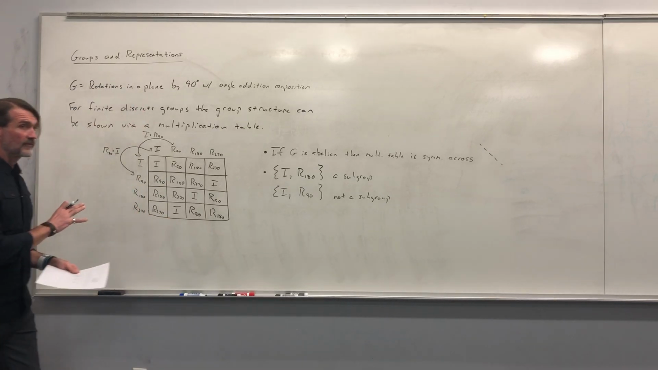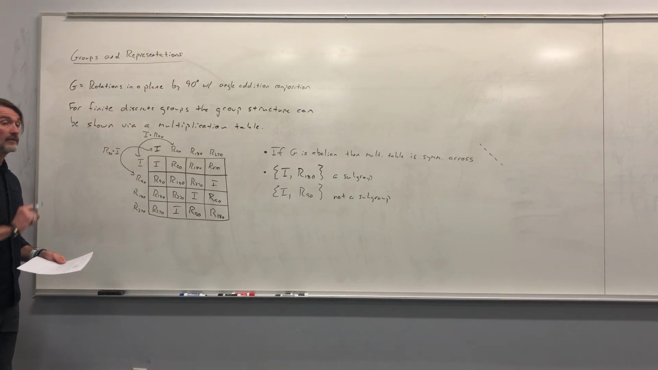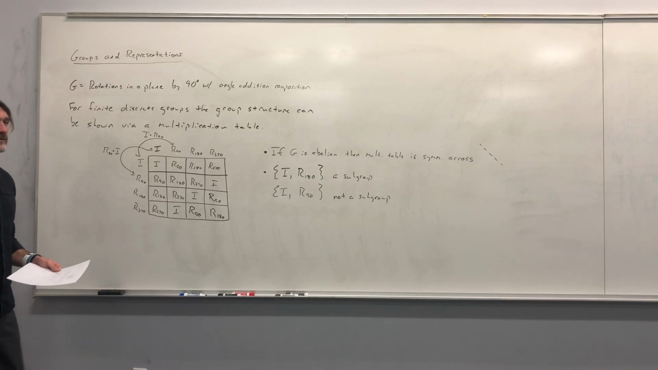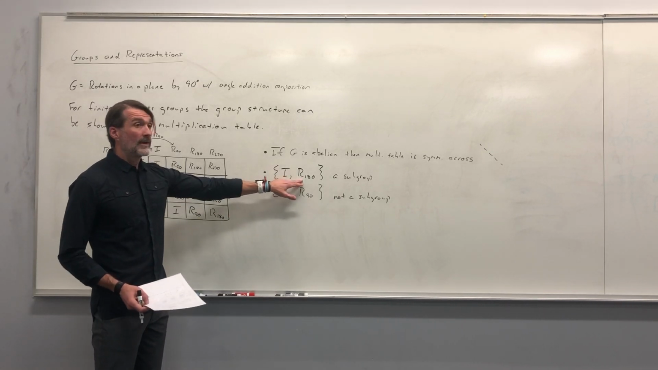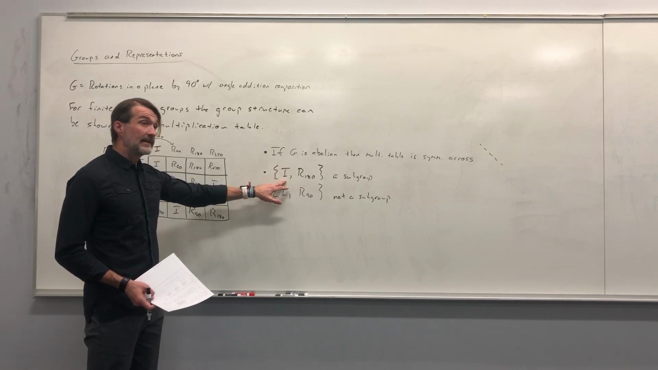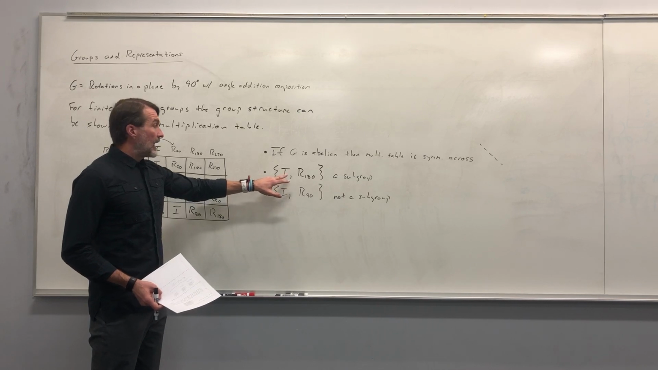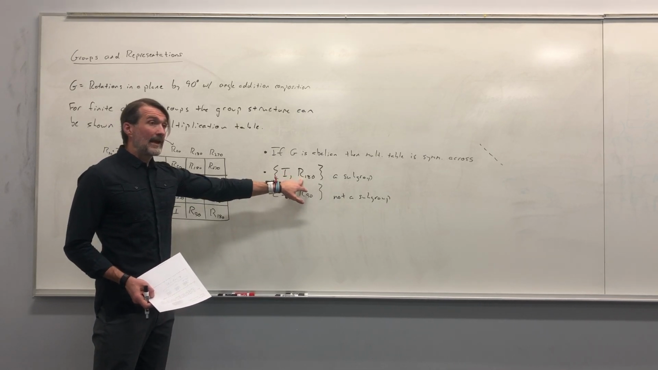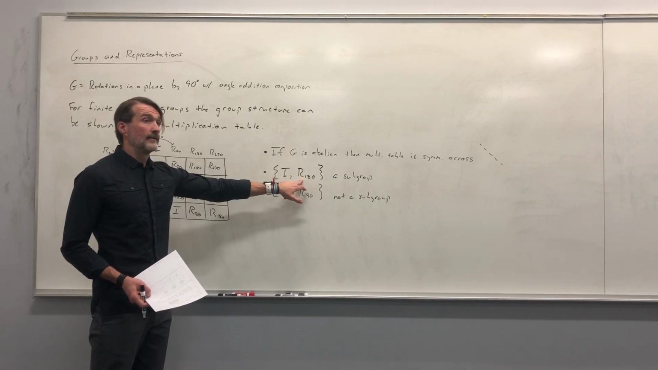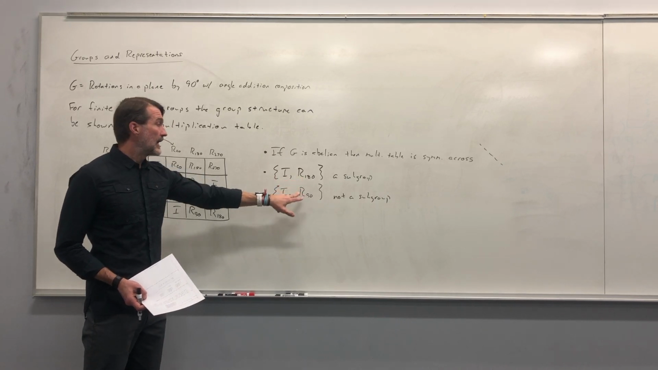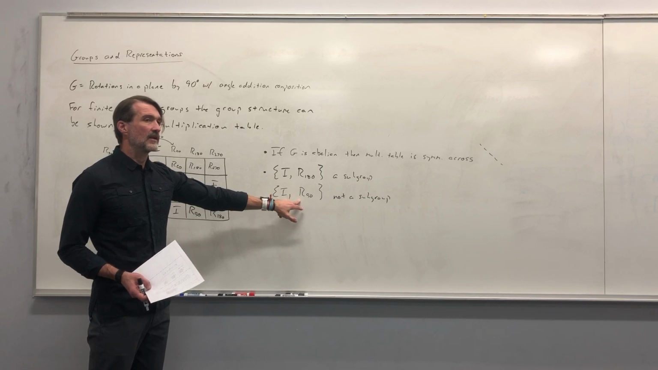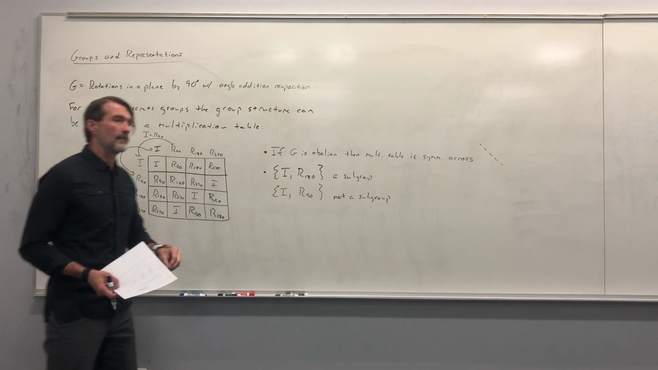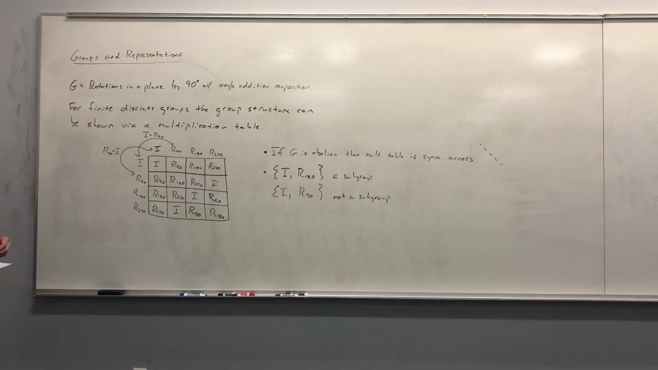Any questions about this before I? Yeah. I think I missed it. How did you, from the table, say that I and R180 are a subgroup? So I and R180 are a subgroup because it has the identity, and the inverse of R180 is R180. So the inverse is there. Here, what's the inverse of R90? R270. It's R270, but it's not an element of this set, so this is not a group. Yeah. Okay.